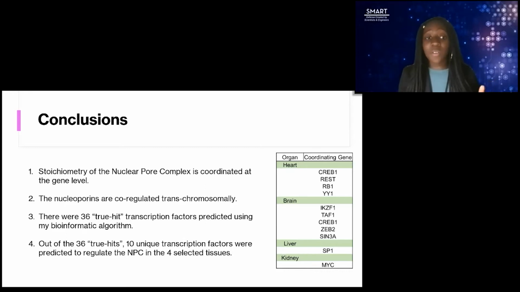3, we found 36 essentially true hit transcription factors using my bioinformatic algorithm. I did not go into a lab to find these transcription factors, so these are predictions, and we found 36 of them. And 4th, out of those 36 true hits, we found 10 unique transcription factors predicted to regulate the nucleopore complex in my 4 selected tissues, which are seen in this table to the right, which were heart tissue, brain tissue, liver tissue, and kidney tissue.